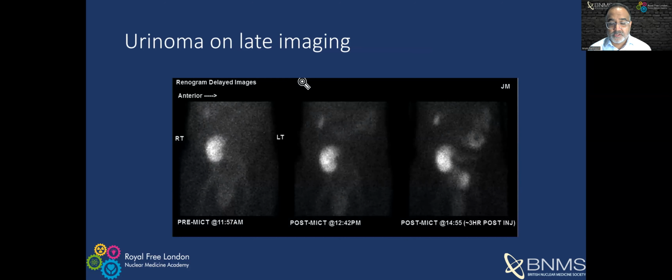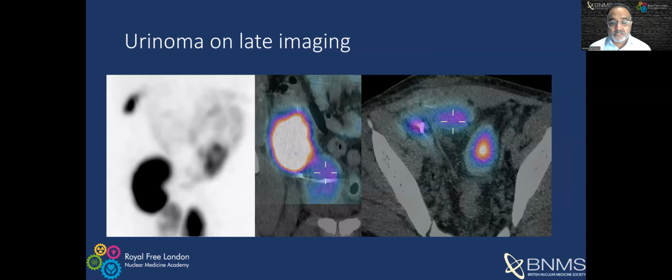This is an example which shows why it's important to perform delayed imaging. So on the early phase imaging, you see very minimal excretion of tracer, and therefore we don't see any evidence of a leak. But at 3 hours, we start to see more activity. It's activity in the bladder, and then you start to see this haze of activity around the bladder and perhaps the distal ureter. When we did SPECT CT, you can see this localizes much more clearly to a small urinoma around the suprapubic area.